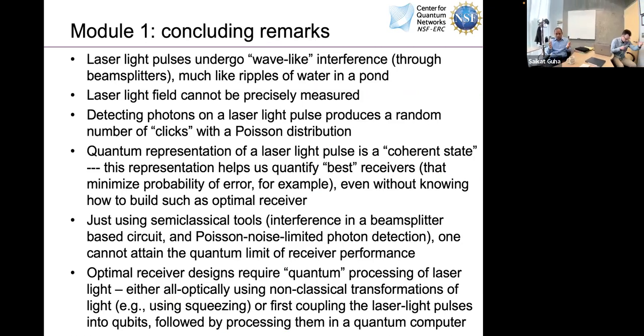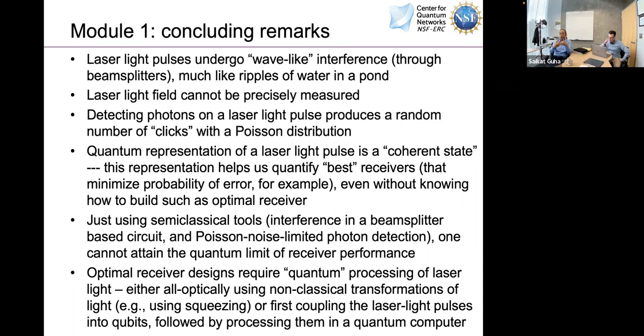So, concluding remarks: we talked about laser light pulses undergoing wave-like interference, much like ripples of water in a pond. When you throw two stones at two points, the ripples interfere on the water. Laser light field cannot be precisely measured. There is an inevitable noise that will corrupt your signal no matter how you detect it.